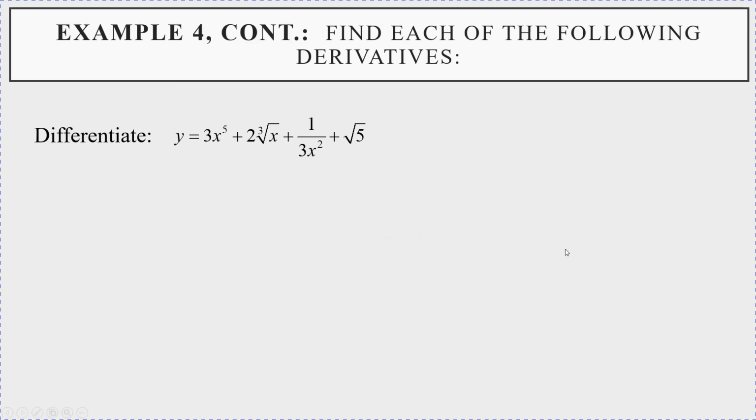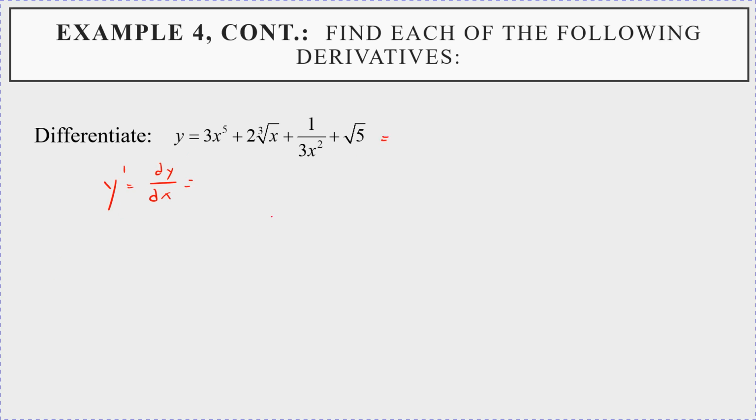All right, let's just do this one now. We'll do a crazy one here. Okay, so y is equal to 3x to the 5th plus 2 times the 3rd root of x plus 1 divided by 3x squared plus the square root of 5. Okay, so y prime here, which is dy/dx, same thing.